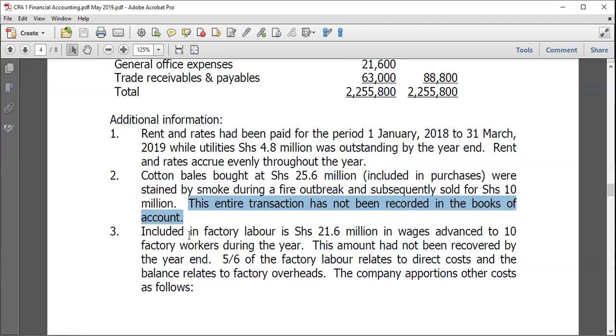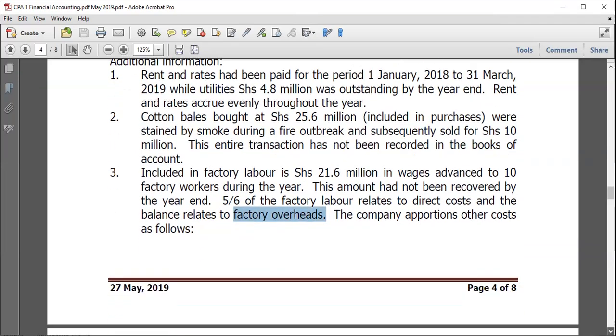Then they go ahead to tell us that included in the factory labor is shillings 21.6 million in wages advanced to 10 factory workers during the year. The amount had not been recovered by the end of the year. And then they tell us that 5/6 of the factory labor relates to direct costs, and the balance relates to factory overheads. We'll see how to handle all this.